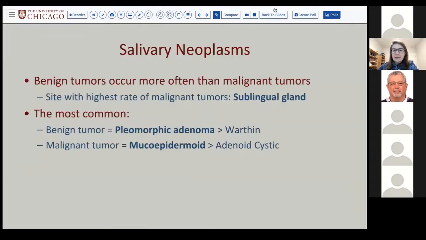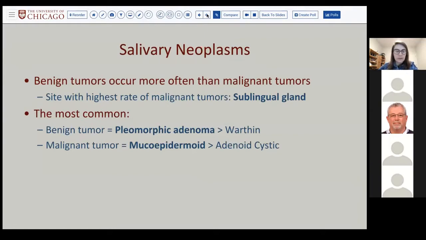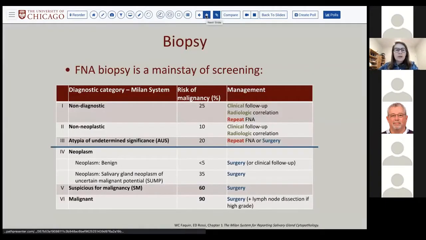Just as a very broad strokes overview, salivary neoplasms, of course, more often than not are benign, right? Pleomorphic adenoma, of course, being the most common benign tumor, the most common malignant being mucoepidermoid carcinoma. And interestingly, the site with the highest rate of malignancies is actually the sublingual gland. But mostly in this course today, we're going to be dealing with parotid, a little bit with palate as well. So as we know, biopsy is a mainstay of screening.